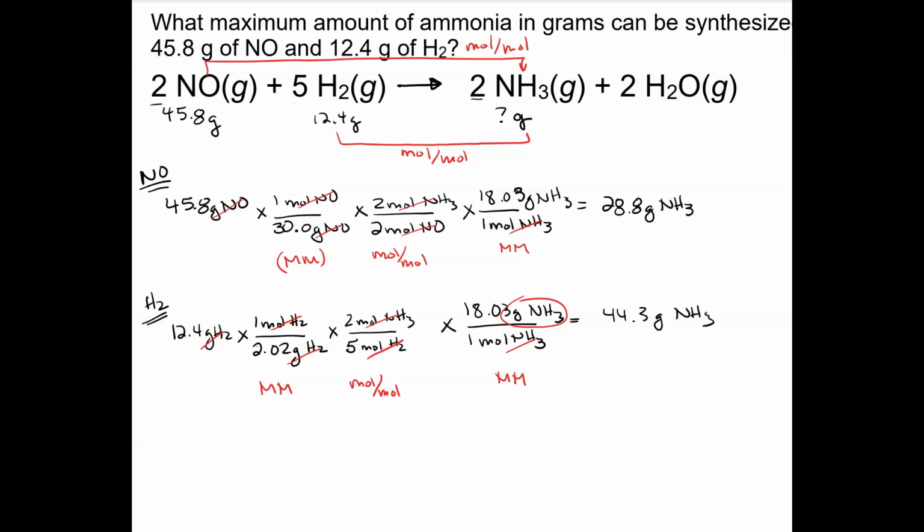Okay, now, which one is my limiting reagent? Well, I look to see which one produces the least ammonia, and that is nitrogen monoxide, NO. That is my limiting reagent. Hydrogen gas is in excess, and the amount that I can expect to make, the maximum amount, is 28.8 grams.